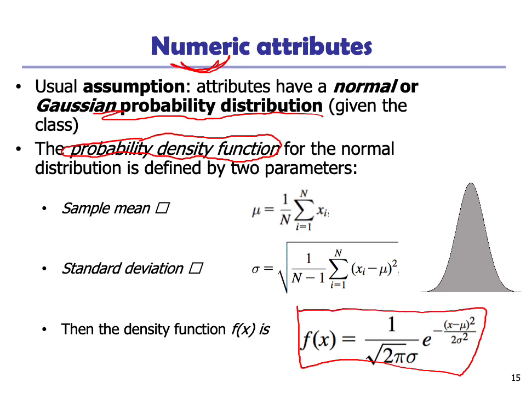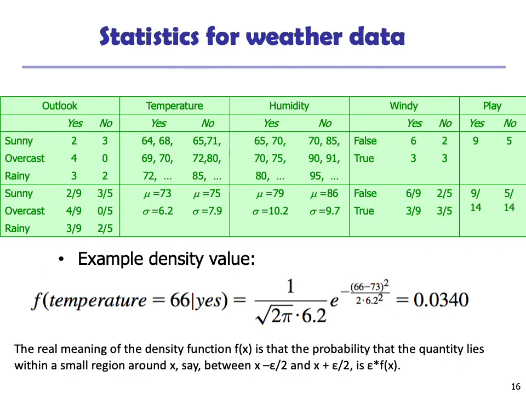So this is the density function. To calculate this, we're going to need the standard deviation and the mean of the training data. So we calculate the average, the sample mean, and the sample standard deviation of the training data. So this is an example of the temperature attribute that has numeric values now. This is the way we calculate the likelihood of the class yes.